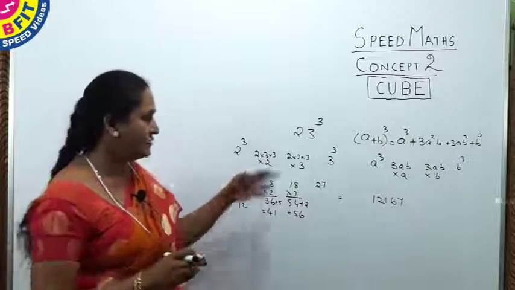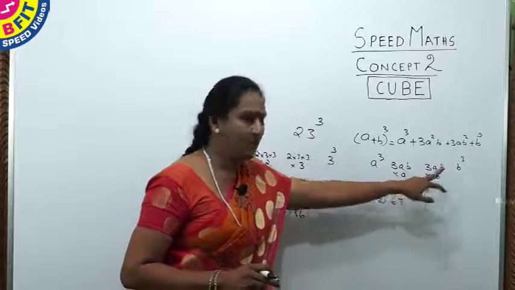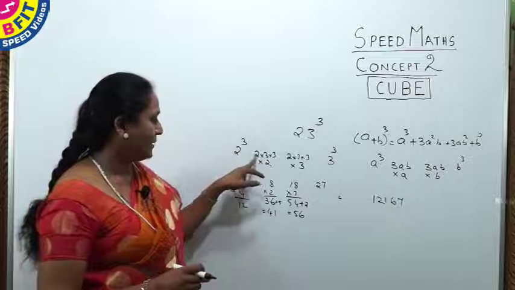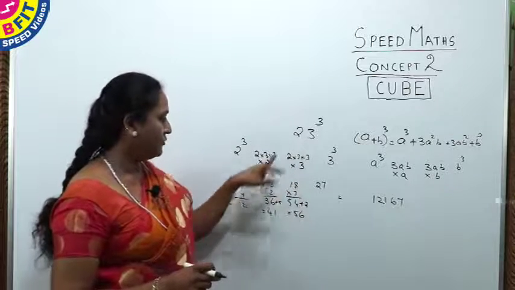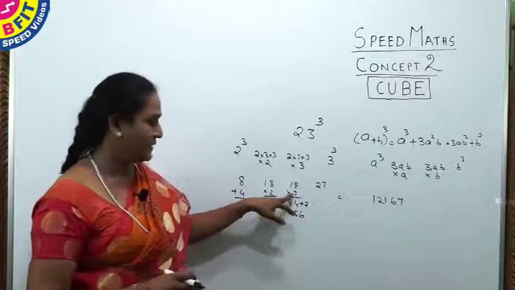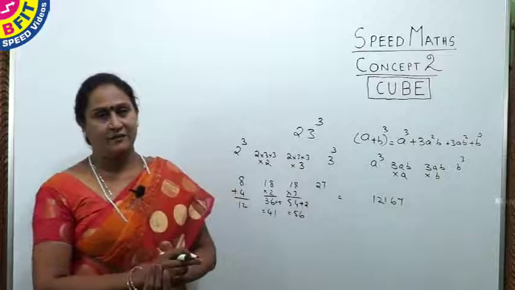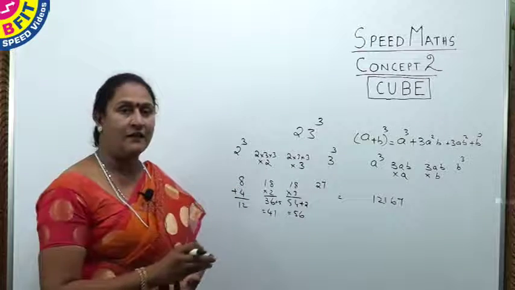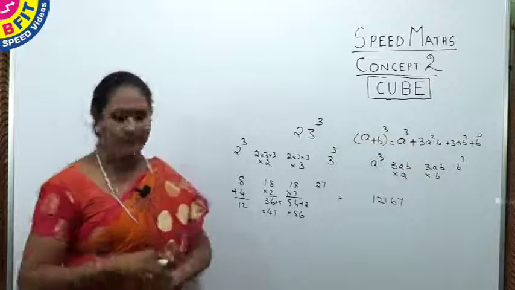So here we have used this identity, that is a cube, 3ab into a, 3ab into b and b cube. So a is 2, 2 cube. Now 3ab is 18, and here again 3ab 18, 18 into the first term, and the second 18 into the second term. So units place 3, and then 3 cube 27, we have collected the answer. Now we will see how to find cubes of numbers starting with 1.